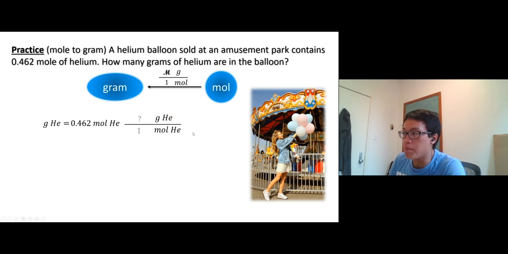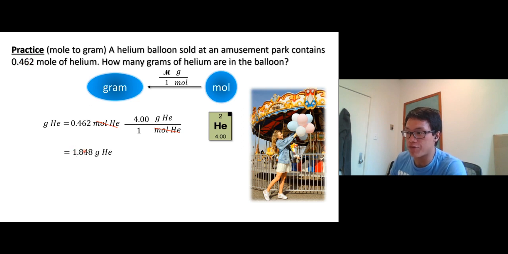How many grams of helium are in 1 mole of helium? Look at the periodic table. The molar mass, the molecular weight of helium, is 4. So 1 mole is 4 grams. So moles cancel with moles. Do the math here and you should get that number. Don't forget to make it an appropriate sig fig. So 3 sig figs: 1, 2, 3. So make it 3 sig figs, 1.84. The 8 rounds up.